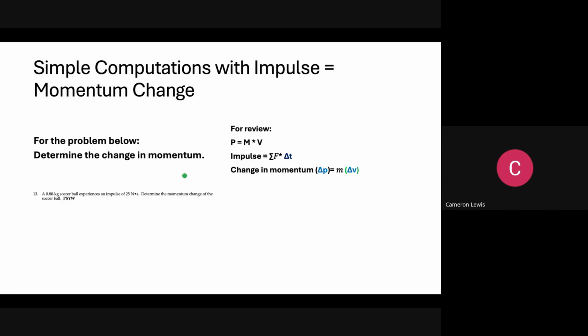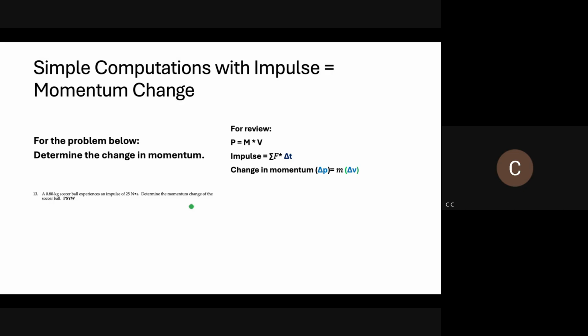What I want now, as we get ready to come to the end tonight, look at this problem right here. I want you to determine the change of momentum. A 0.8 kilogram soccer ball experiences an impulse of 25 newtons per second. Determine the change of momentum of the soccer ball.